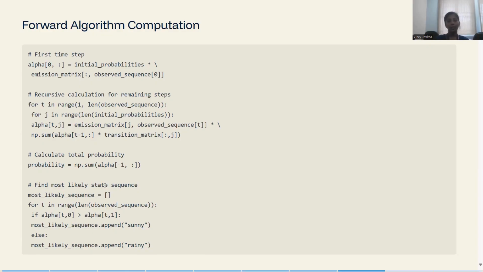So we have defined an empty array for that, and again we are defining a loop to iterate through it to find which is the most likely sequence to be added, whether it is sunny or rainy. We have defined that if the alpha value for state 0 is greater than that for state 1, whichever it is, we would imply that the most likely sequence would be sunny over there.